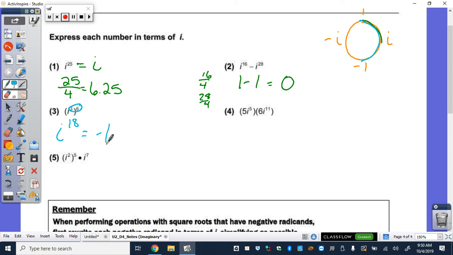Just be careful though, because then at that point you had a negative i, it kind of changes things around. You would have had an extra negative in there.